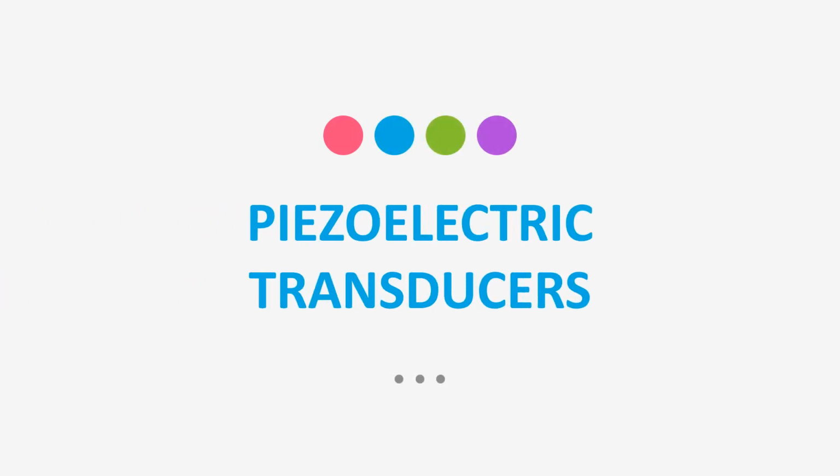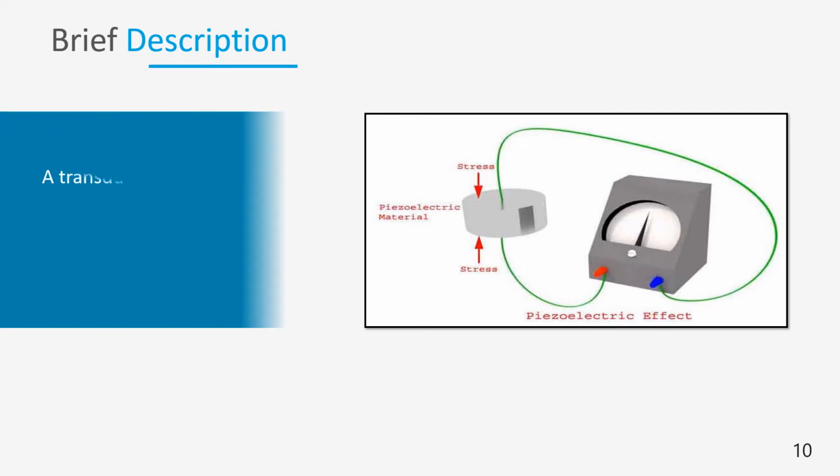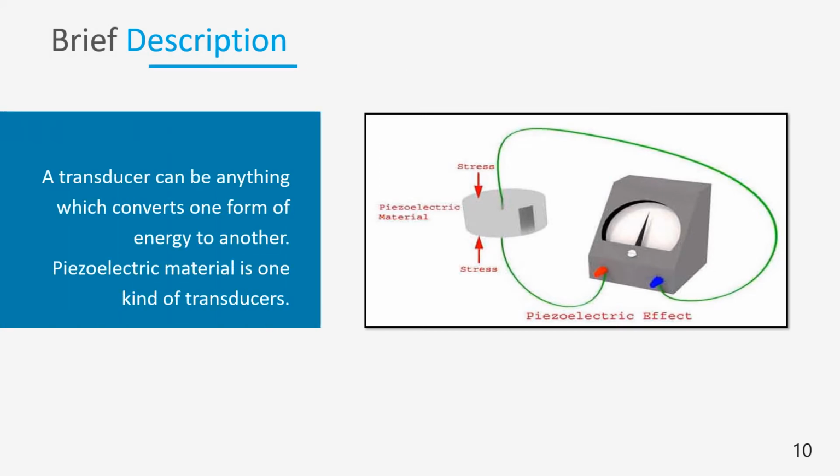Next, we have piezoelectric transducers. First we had potentiometric transducers, now we have piezoelectric transducers. Brief description: a transducer can be anything which converts one form of energy to another. Piezoelectric material is one kind of transducer. We have many kinds of transducers, and we mentioned one earlier, the potentiometric.